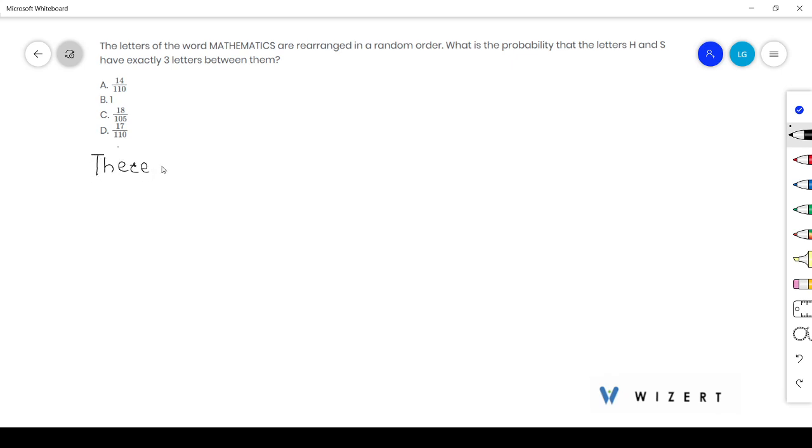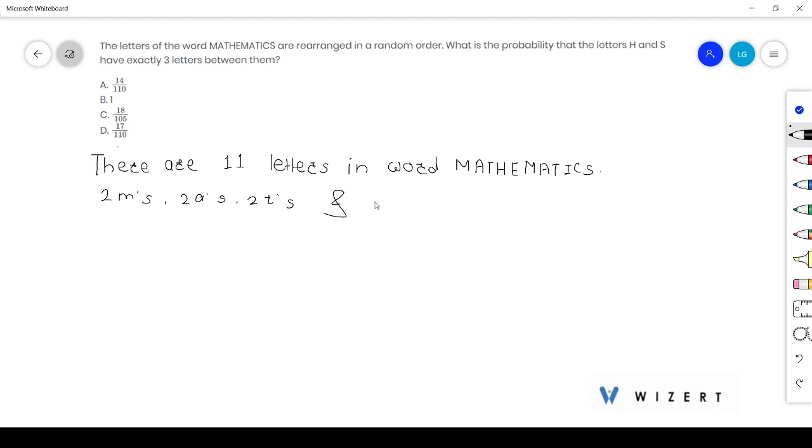As there are 11 letters in the word mathematics, in which 2 M's, 2 A's, 2 T's and 1 each of H, E, I, C, S are there.